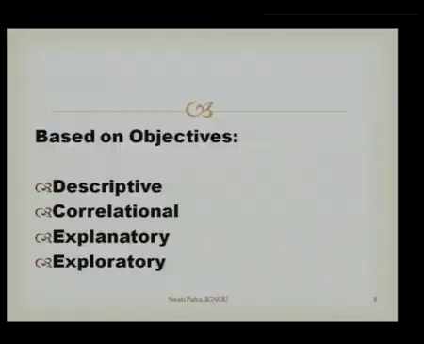Okay. And then the next thing is based on the objectives. Based on the objectives, we can have four types of research: descriptive research, correlational research, explanatory research and exploratory research. Now, what do we mean by descriptive research here? It describes things. Earlier we mentioned that one aspect of research is describing. So descriptive research gives the what of a particular phenomenon. It describes things. And then correlational research assesses the relationship between two variables.